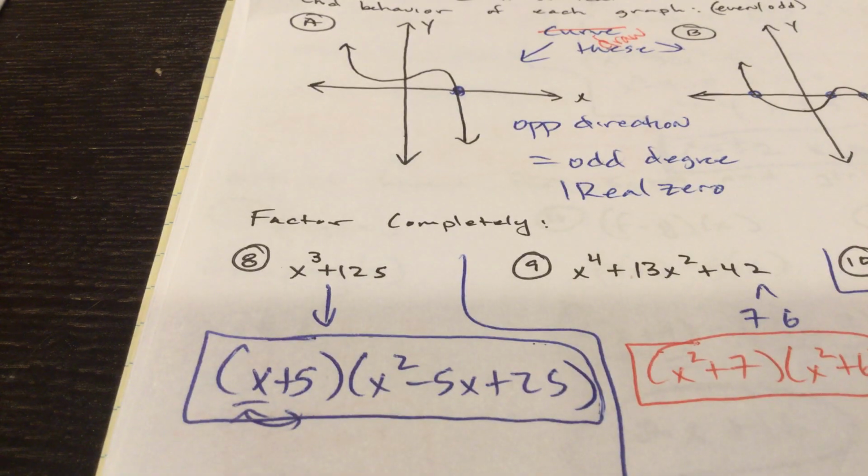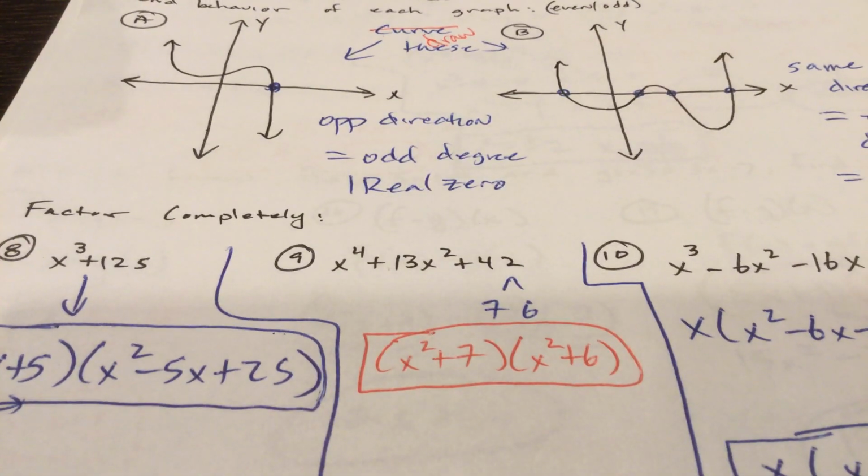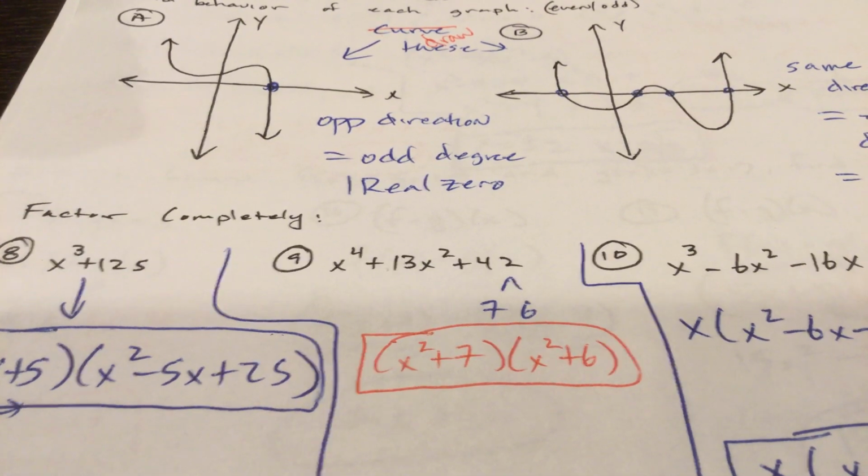That is the sum of 2 perfect cubes. You take the cube root of both, and you square the first term. Opposite sign, the inner product, you square the second term. Multiplies 42, adds a 13, 7 and 6. Instead of it being x plus 7, x plus 6, it's going to be x squared and x squared there.